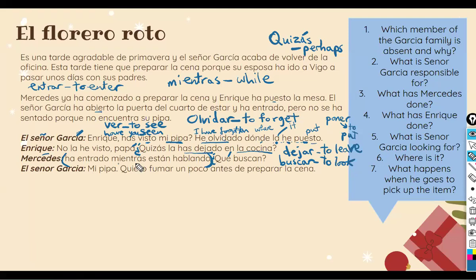Sorry. I don't know what this cough is about. Quiero from querer, to want. Right? It is stem changing, so it becomes quiero. Fumar, to smoke.